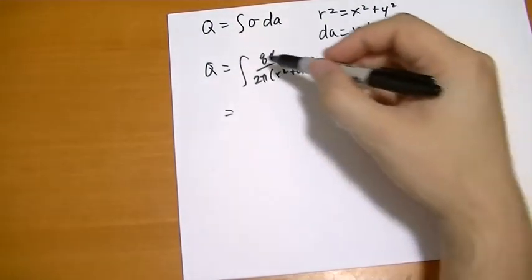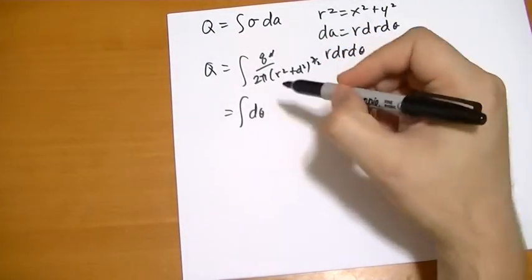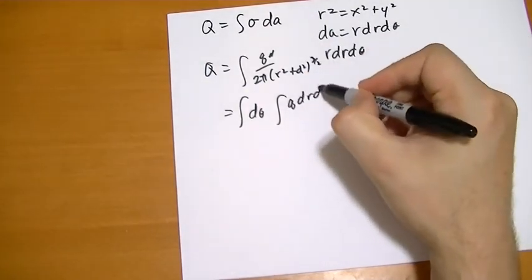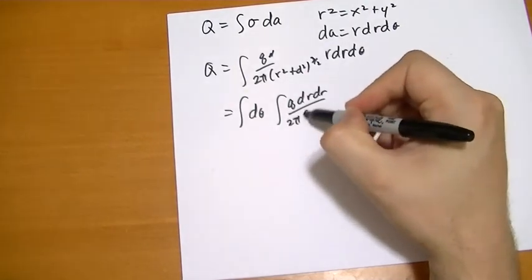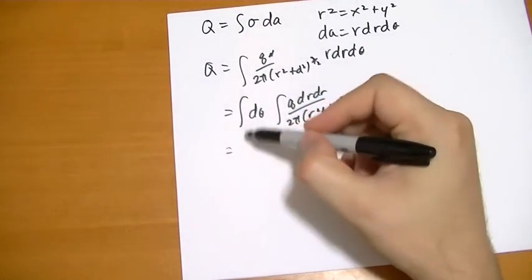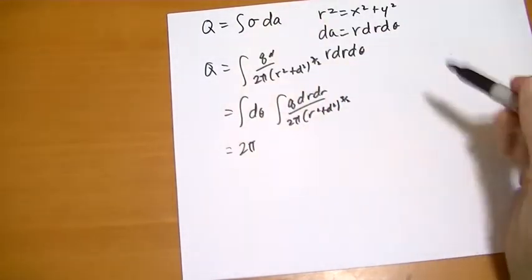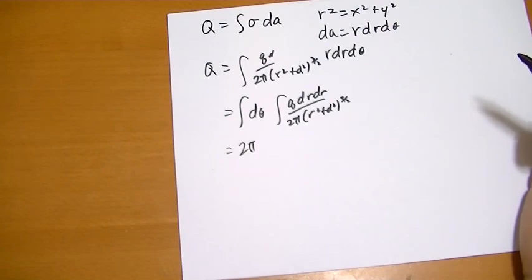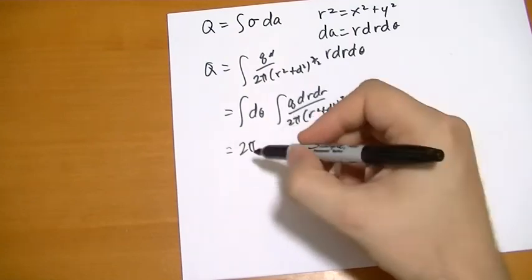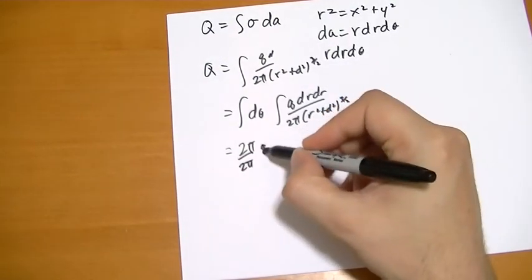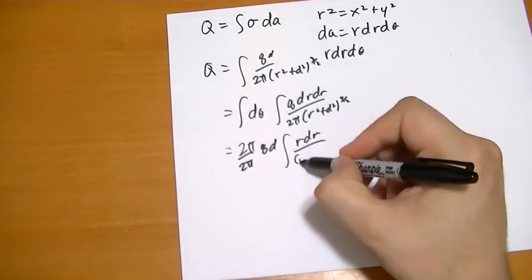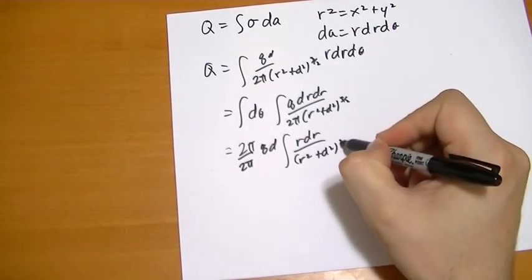We break this out, so there's no theta components here, so we just have d theta. And then we have the integral of qd r dr over 2 pi times r squared plus d squared to the 3 halves. And this becomes 2 pi because we're doing all the angles. So we can cancel out 2 pi over 2 pi. Pulling that out, q is constant, d is constant, everything else is not: r dr over r squared plus d squared to the 3 halves.